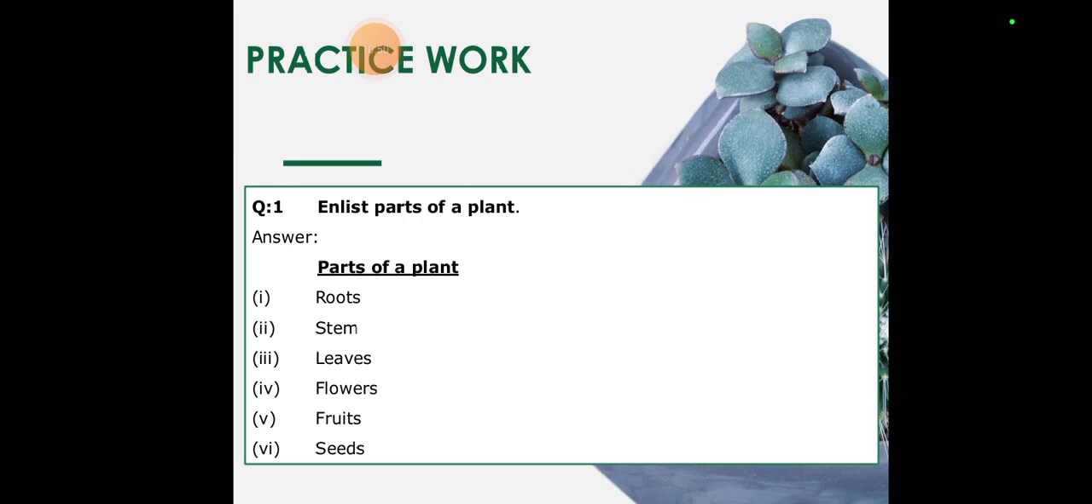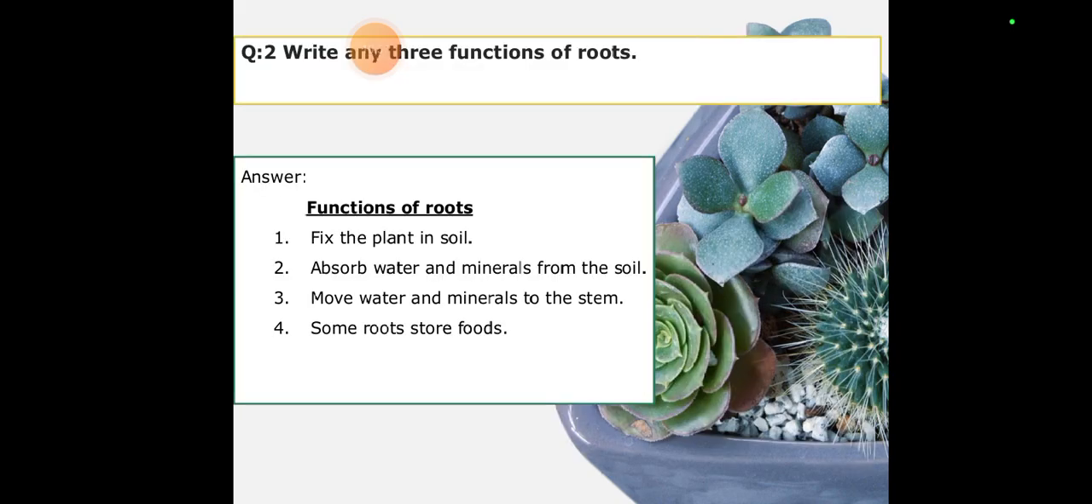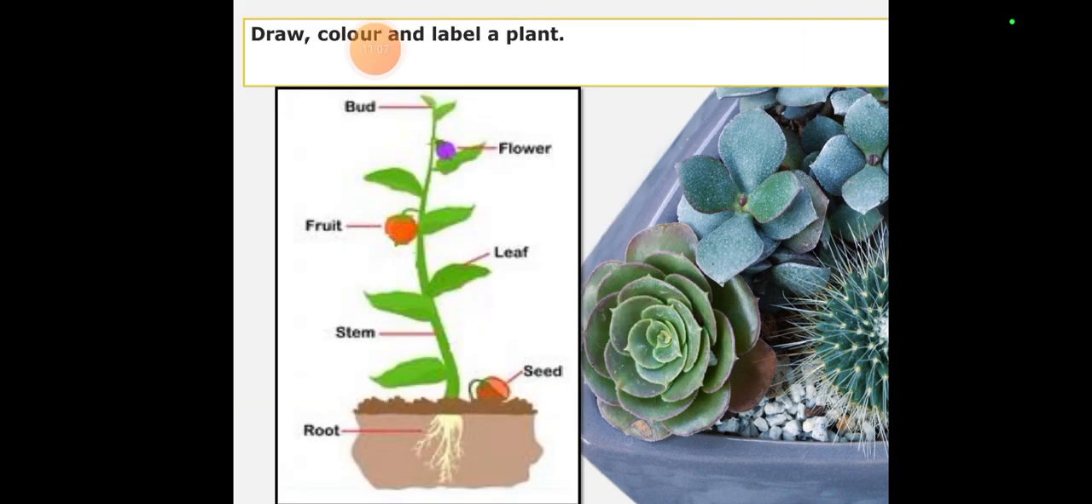Enlist the parts of the plant. There are six parts of plants, you can say, or more than that: roots, stems, leaves, flowers, fruits, and seeds. There are three functions of the roots. They fix the plant to the soil, absorb water and minerals from the soil, and move water and minerals to the stem. Some roots store food. And this is the labeling of a plant. These are root, seed, stem, leaf, fruit, flower, and then a bud.